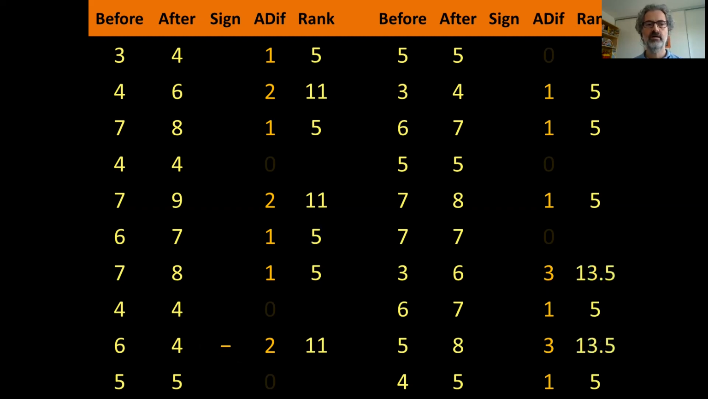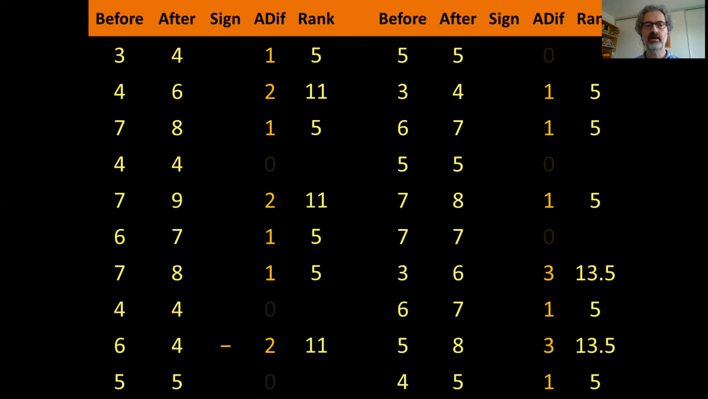So these are our ranks of the absolute differences corresponding to ranks from 1 to 14. There are 14 non-zero differences here. And there is a minus here. There could have been more in other situations.